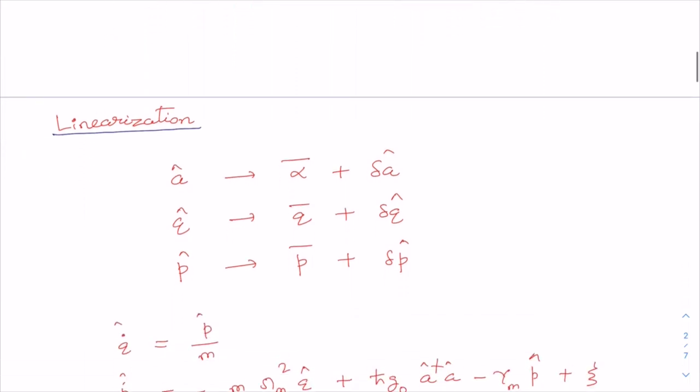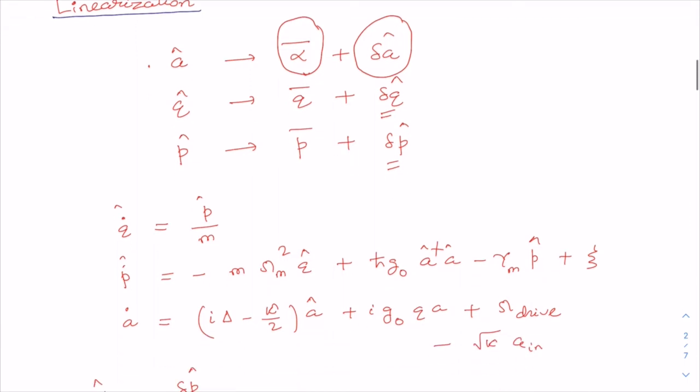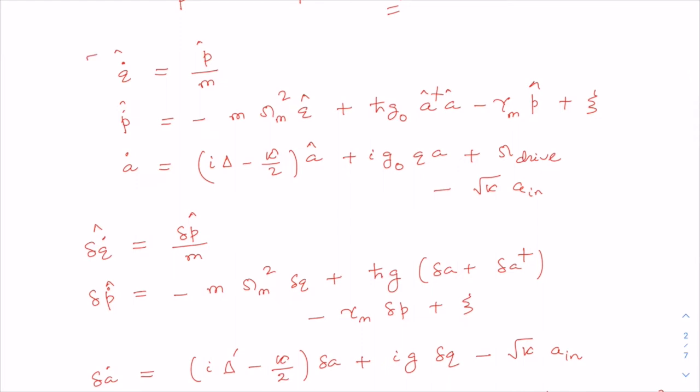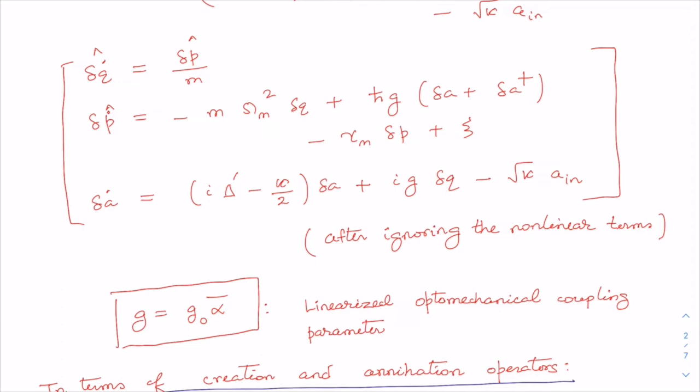Then we went on to linearize these equations around the steady state value. For the optical mode, we write it as alpha bar plus delta A cap. Here alpha bar is the classical part, and delta A is the deviation from this classical one, that is the quantum fluctuation. Similarly, delta Q and delta P are the corresponding quantum fluctuations for the position and the momentum variable of the mechanical oscillator. Putting them in the quantum Langevin equations, we get the time evolution equations for the quantum fluctuation part, and ignoring the nonlinear parts, we write down the linearized version of the quantum Langevin equation for the quantum fluctuations. Here this parameter Z is known as the linearized optomechanical coupling parameter.